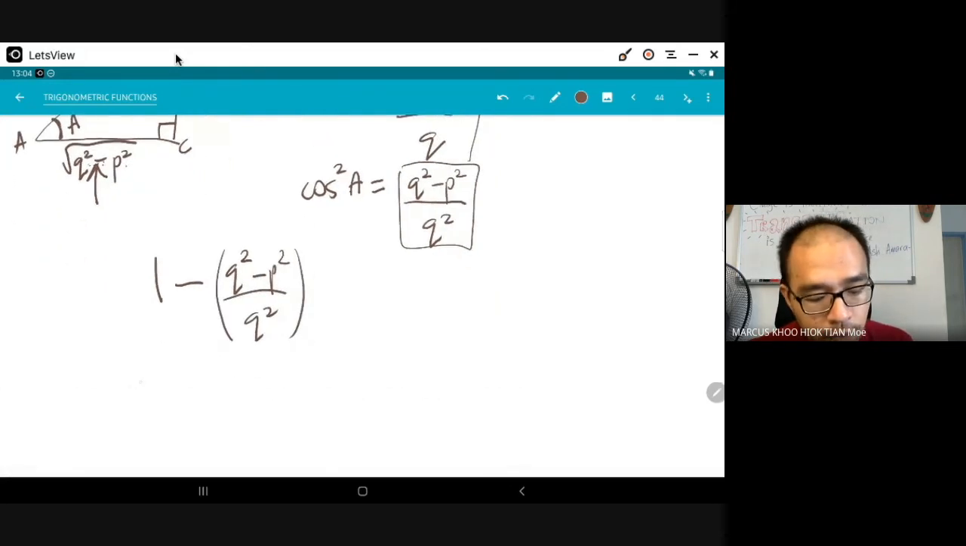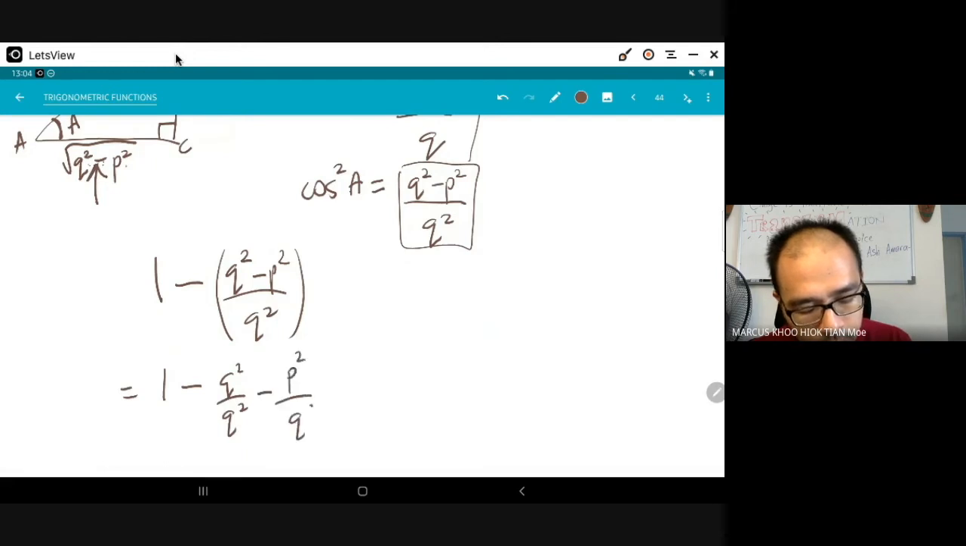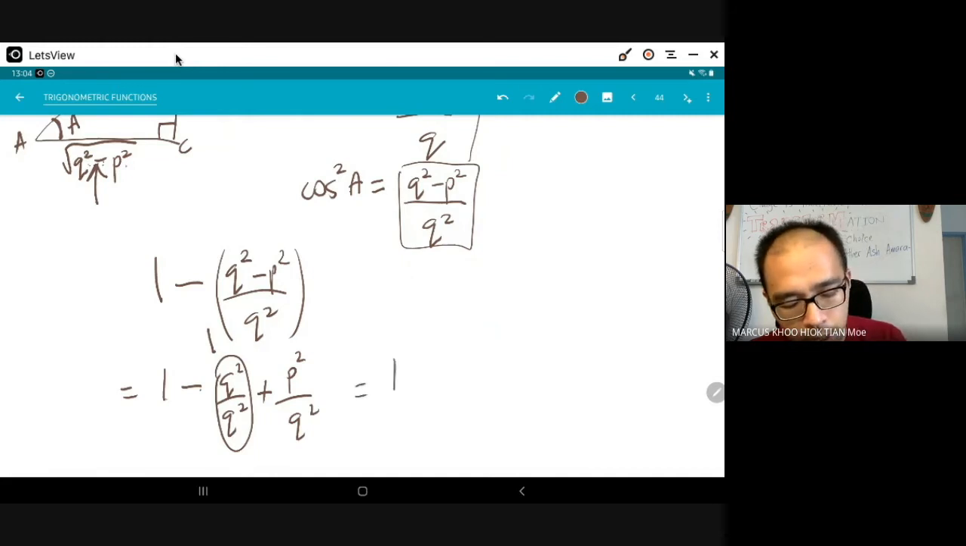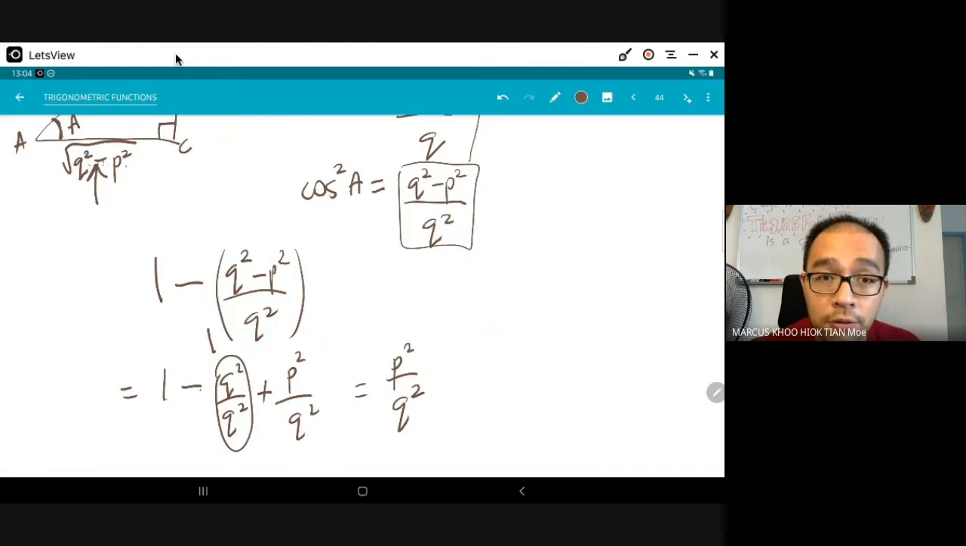If we simplify this now, we get 1 minus Q squared over Q squared minus P squared over Q squared. Sorry, this is plus. This becomes plus again. So we will get 1 minus, this one will become 1, so 0. So in the end we will get P squared over Q squared. Very long way of doing this.